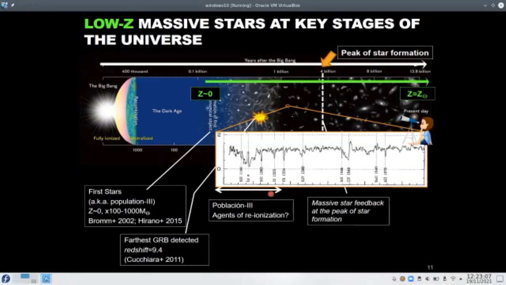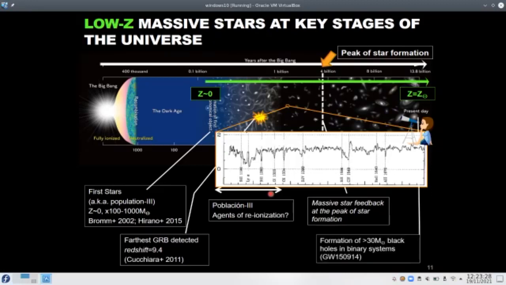So if we have in mind, again, this chemical evolution of the universe, if we want to understand how the universe works, if we want to simulate, and if we want to interpret the phenomena that come from very early times, we need to understand massive stars in metal poor environments. And if this is not interesting enough for you, there's another reason, and that is that we think that metal poor massive stars are the progenitors of the black holes whose mergers we are detecting today with the gravitational wave experiments.